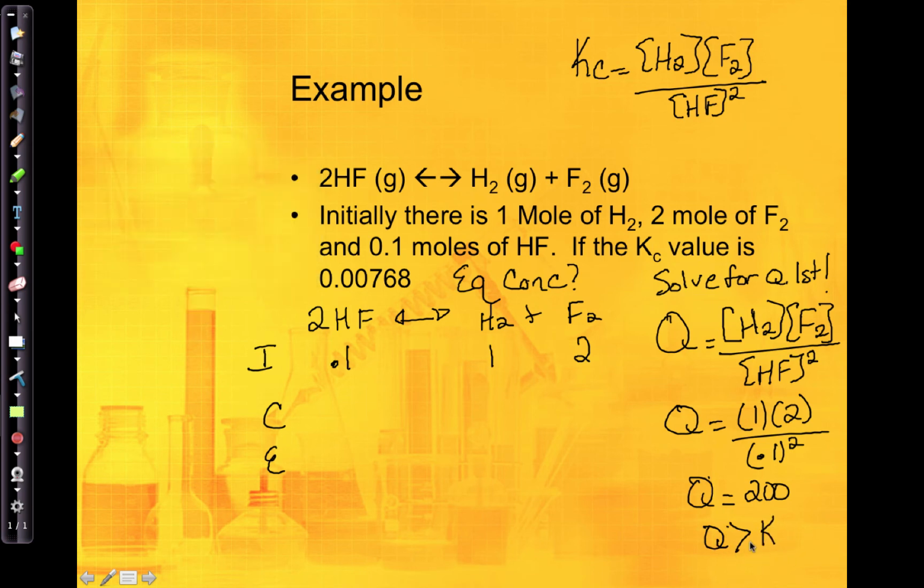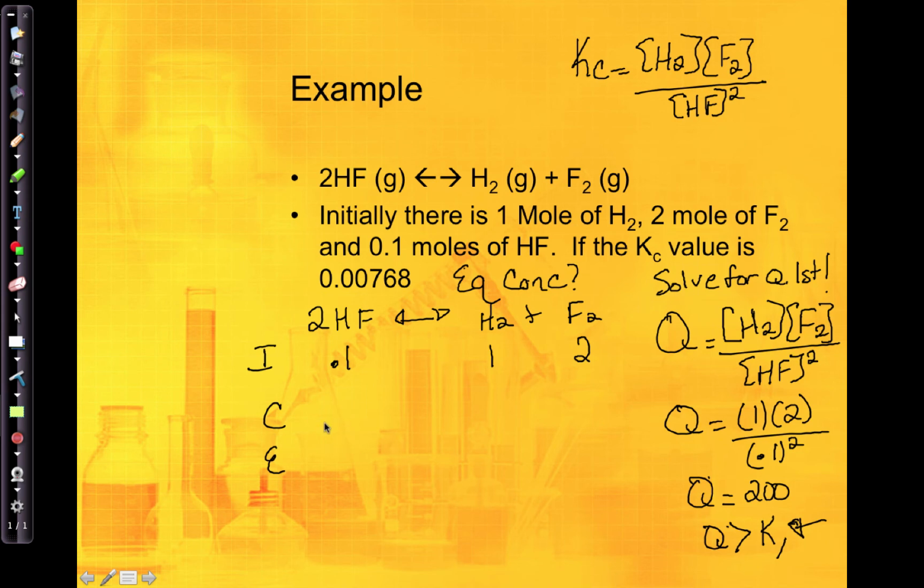So if Q is greater than K, the number is too large. That means the numbers on the top are too big. Since my products are larger than they should be, I'm going to move to the reactant side. So when Q is greater than K, I go to the left of the equation, or the reactant side. I'm going to be creating reactants in this case.